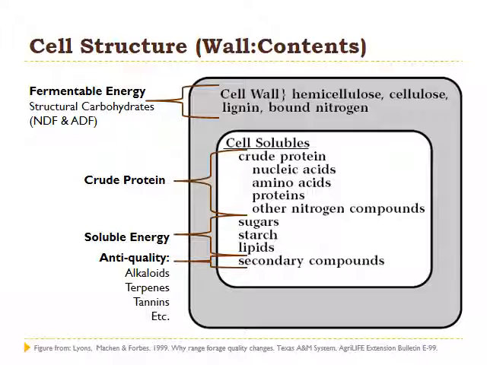So when you read that chapter or that article by Lyons, this figure will come up, and those authors will explain this a little bit more. Again, the big point here is that the ratio of cell wall to cell contents determines the forage value of a plant, because the more cell solubles you have, the higher nutritive value the plant has. The more cell wall the plant has, the less nutritive value, but higher digestible energy or fermentable energy.